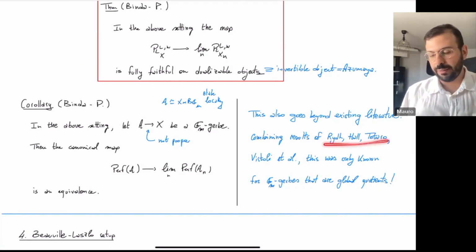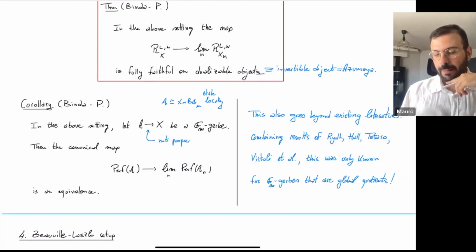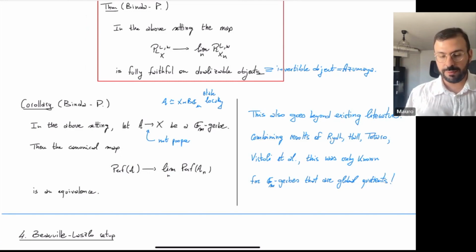So combining results of various people, we knew that this theorem holds when A is simple, is a global quotient. But when A is not a global quotient, and there are many examples of those, we didn't know about Grothendieck existence theorem. We can deduce it out of this theorem as a formal consequence.